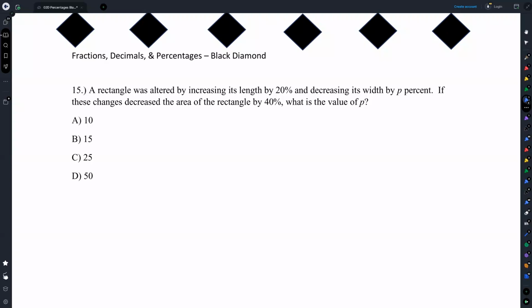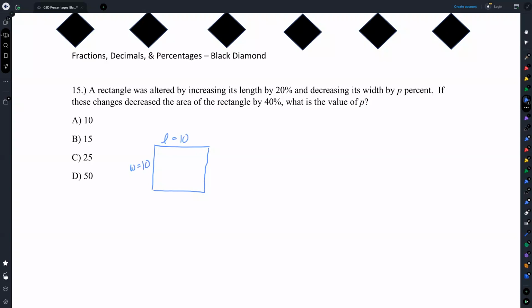So for my starting rectangle, I see I'm going to be taking some percentages here. So I'm going to pick the easiest number I can think of to take percentages of, and that is either 10 or 100. I'm actually going to go with both. I'm going to make my original length 10, my original width also 10, and so my area will be 100.